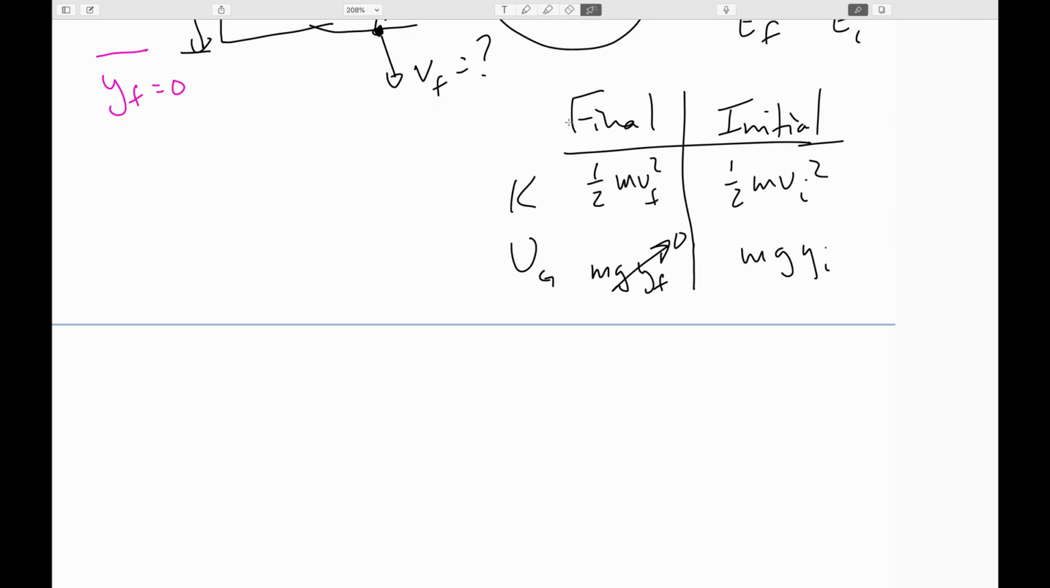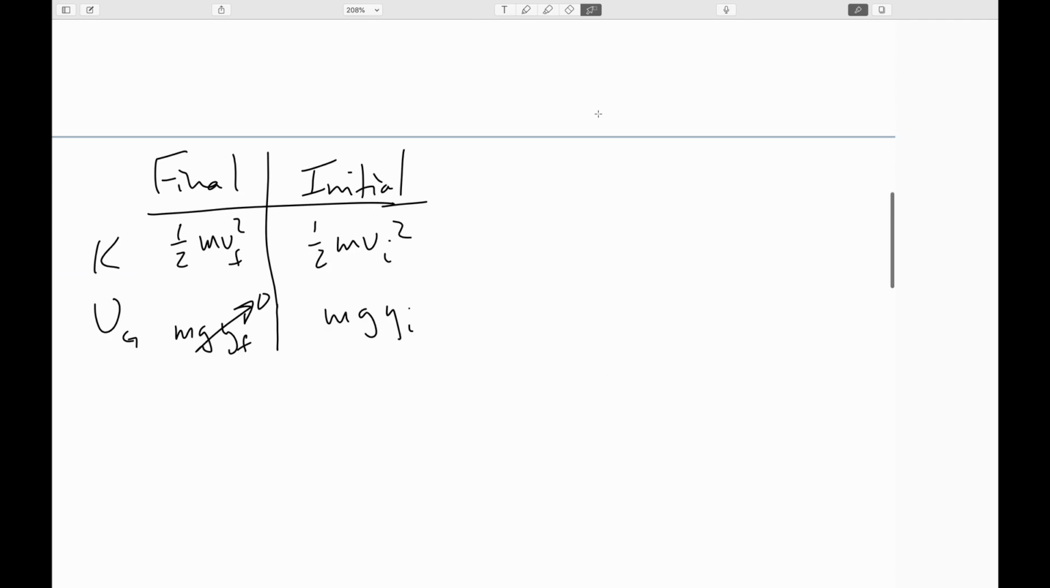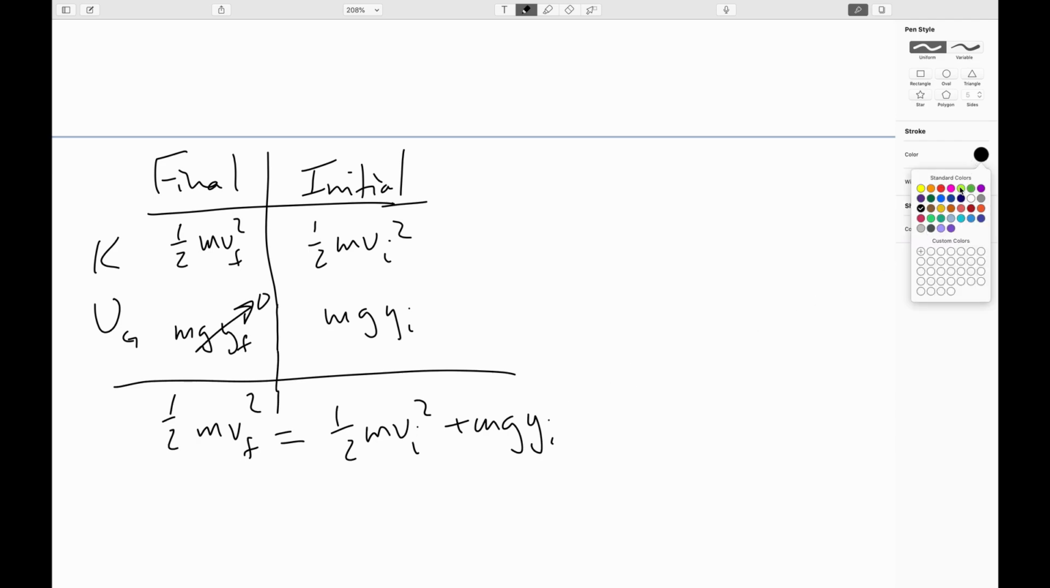Actually, let me move this over. There we go. So we can go ahead and add up the columns, and we will have, on the final side, 1/2 mv final squared, and that'll have to be equal to the column on the right-hand side, 1/2 mv initial squared plus mgy initial. And once again, it's a really good thing that the m's cancel out because I never said what the mass of the rock was.